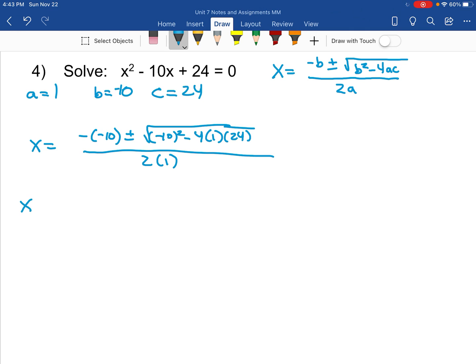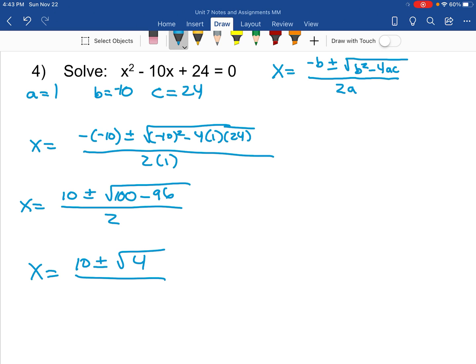So let's start simplifying. Negative times a negative gives me a positive 10. Negative 10 squared is 100. 4 times 1 times 24 is 96. And 2 times 1 is 2. And I'm going to simplify what is underneath the square root. 100 minus 96 is 4. Okay. And that gives me 10 plus or minus 2 over 2. Square root of 4 is 2.